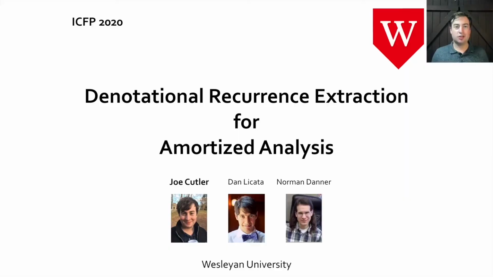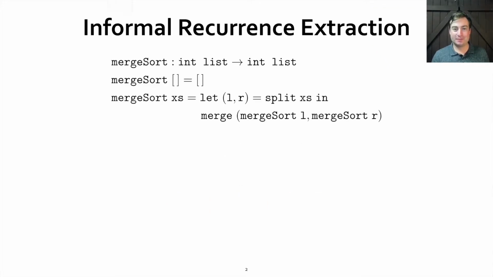First up in this session, we have Joe Cutler, who will present how we can extract recurrence relations from functions for amortized analysis. Hi, I'm Joe Cutler. I'm an undergrad at Wesleyan University in Connecticut, and this is joint work with my advisor Dan Licata and Norman Danner.